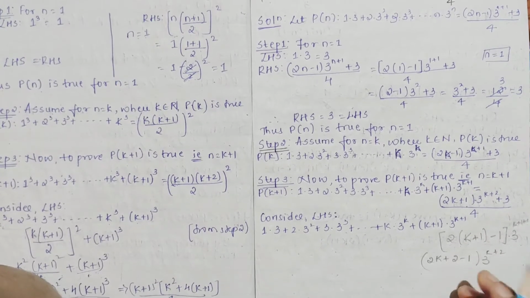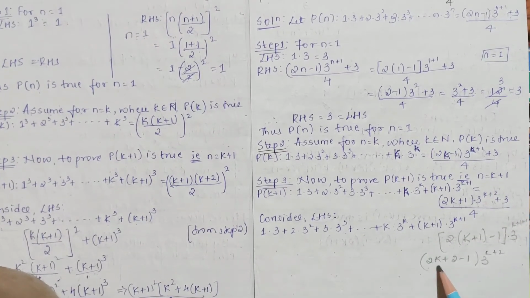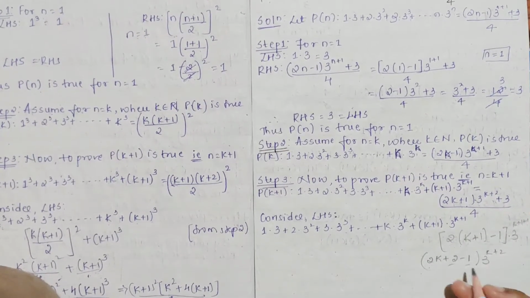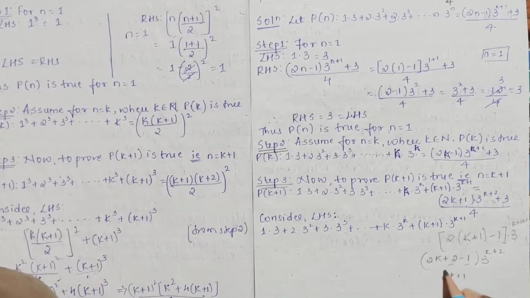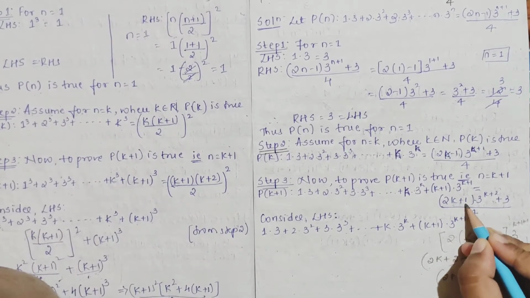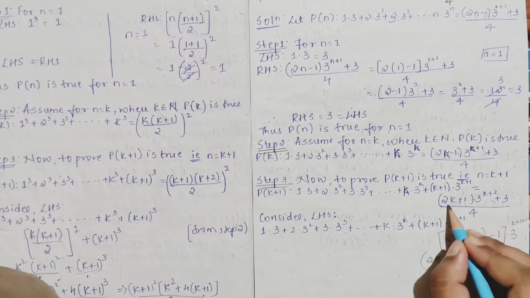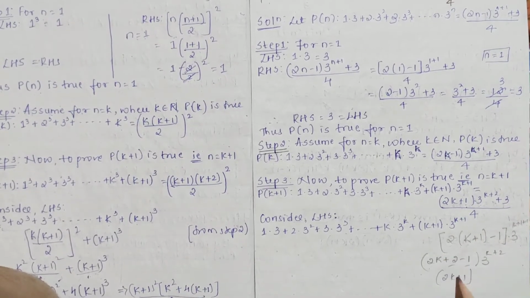I have not done this step, you understand it, right? 2k plus 2 minus 1, plus 2 and minus 2 is what? Plus 1 only, right? So directly I have written (2k plus 1) into 3 raised to k plus 2 plus 3, whole divided by 4. I hope it is clear for you.